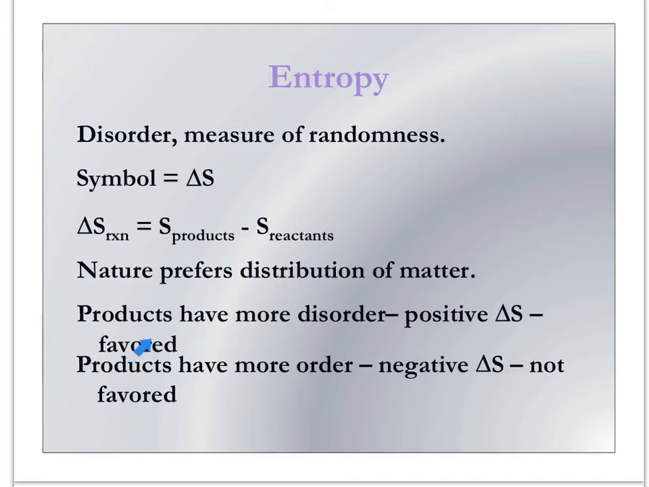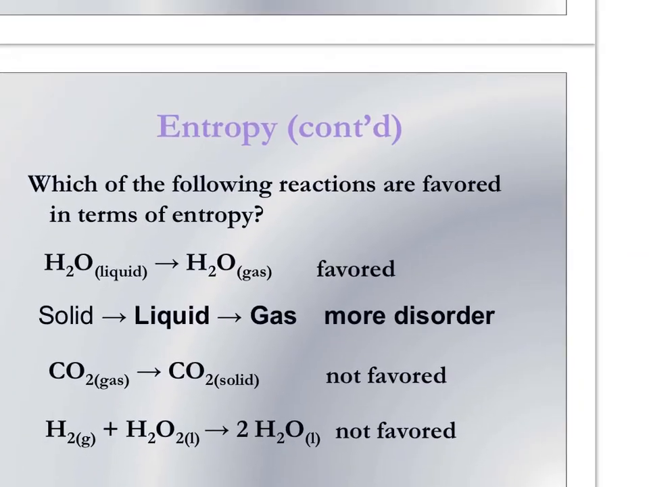Now, if you're going the other way, if you're trying to clean your room and you're going to more order, that's not good. We don't want that. So if we're saying the products have less disorder, less randomness than what I start with, then this number is smaller than this number, which would make it negative, and that is not favored. So let's go to the next slide and look at some examples.